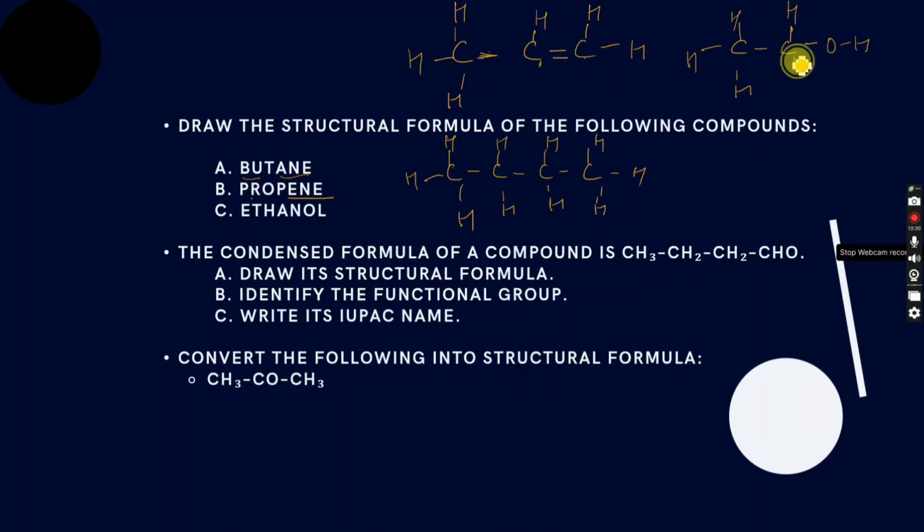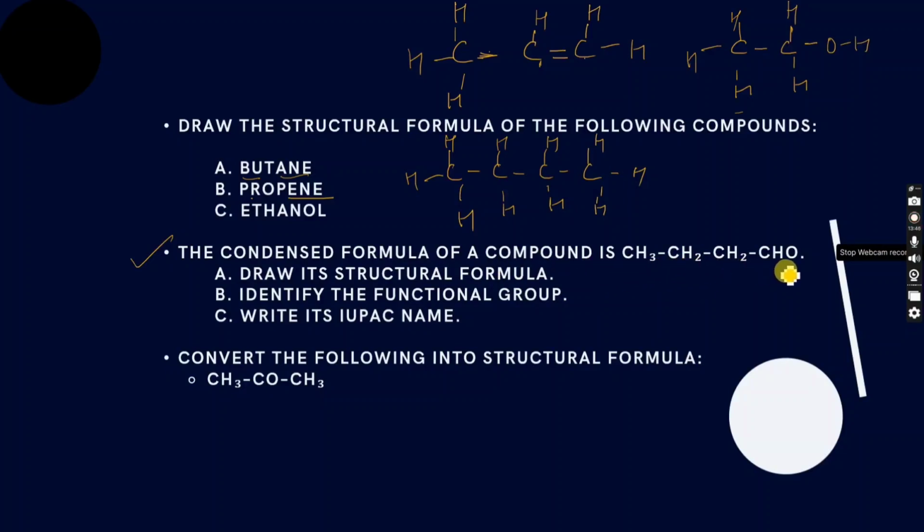Next one, the condensed formula of a compound is CH3, CH2, CH2, CHO. Here the condensed formula of the compound is given. Now you have to first write the structural formula. So draw the structure in detail.